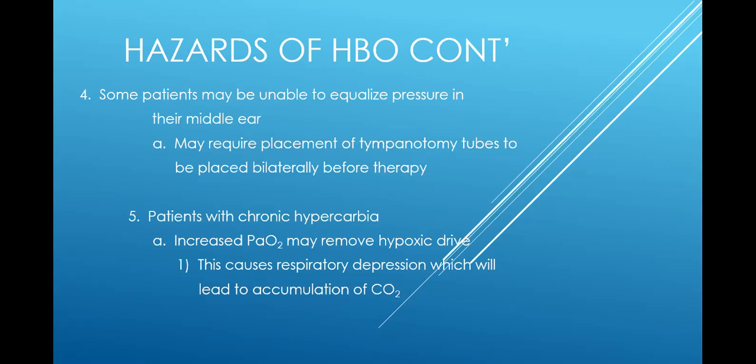For chronic hypercarbia. Who is that? What patients is that? COPD patients. COPD patients who always have high CO2, okay? So somebody who has high CO2, you may remove their what? Hypoxic drive. Because people who have chronic hypercarbia do not respond to the central chemoreceptors anymore. They only respond to the peripheral chemoreceptors, which respond to hypoxemia. So you always want them to be a little bit hypoxic.